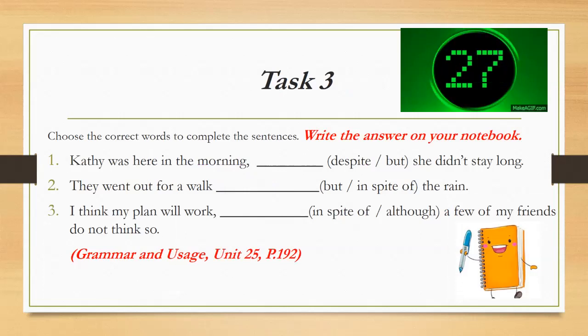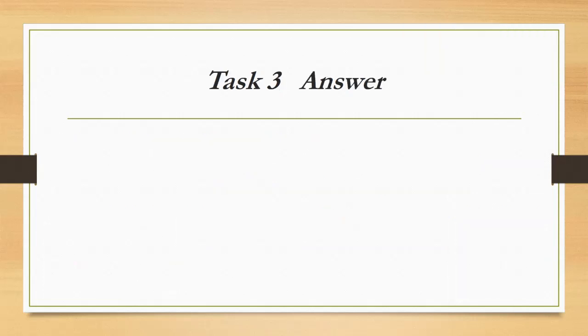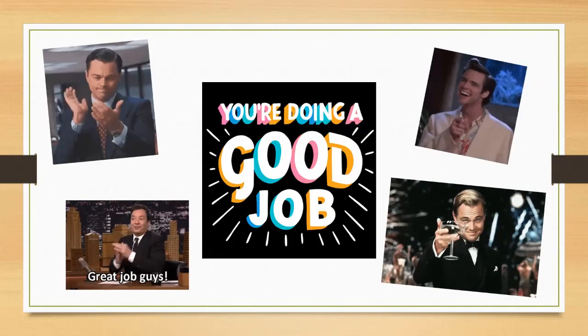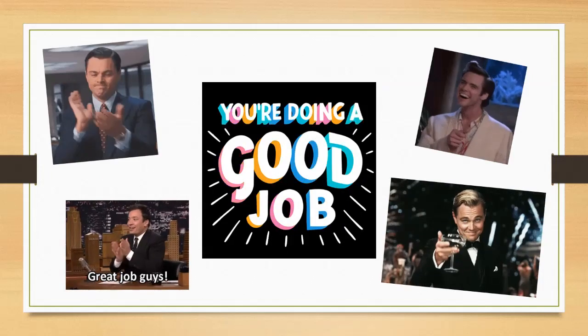Choose the correct words to complete the sentences. Write the answer on your notebook. The answer is: one is but, two is in spite of, three is although. Get all the answers correct. You have done a good job.